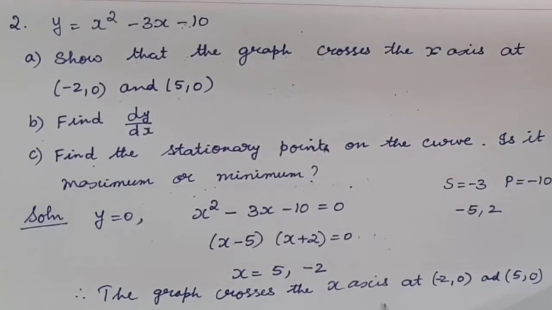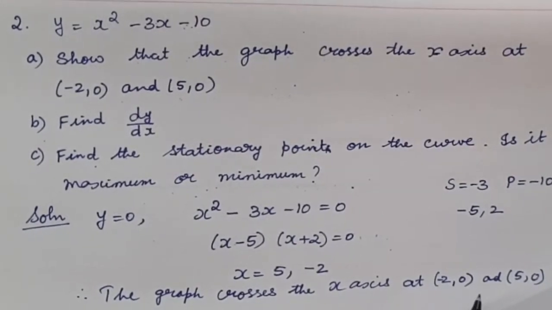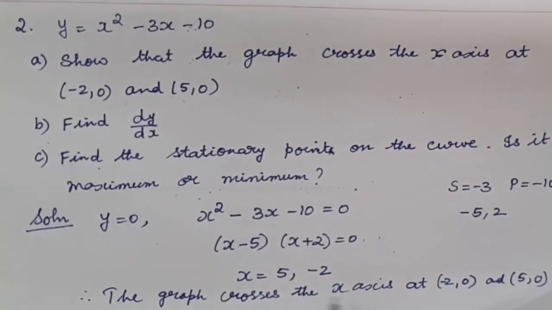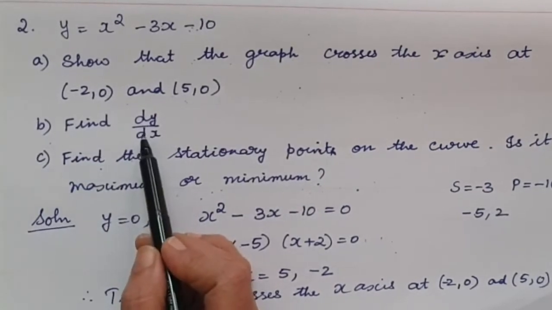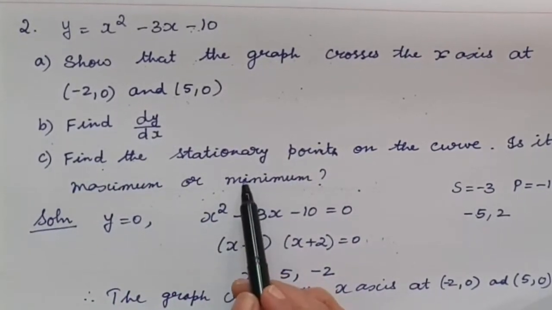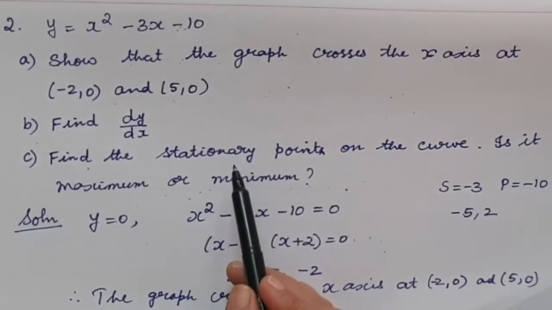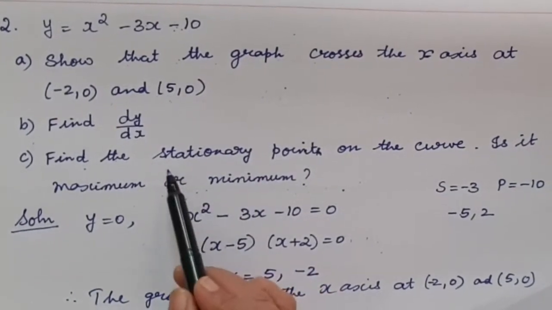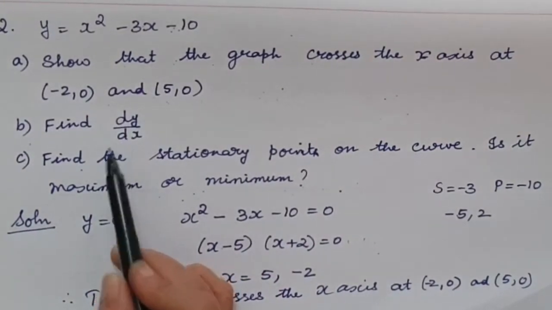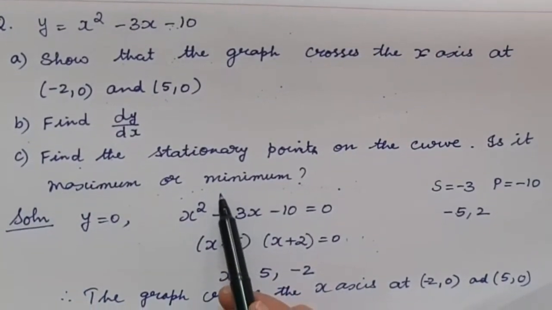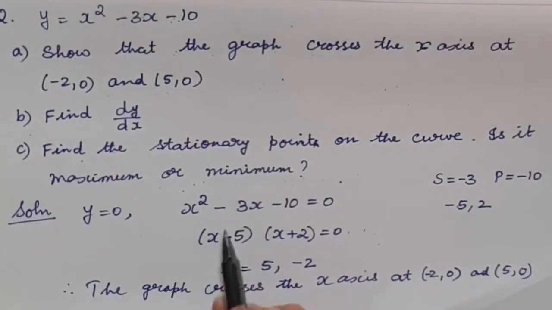Therefore, the graph crosses the x-axis at (-2, 0) and (5, 0). Now the next thing is we need to differentiate it and check whether our stationary point, or turning point, is a maximum or minimum. Stationary point and turning point are two different names for the same thing. So first, we need to differentiate it. Second, we need to find whether that point is maximum or minimum.